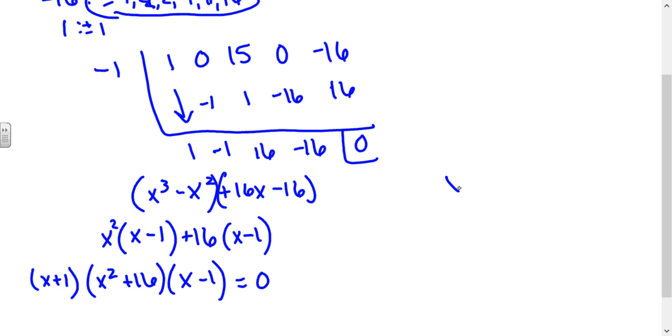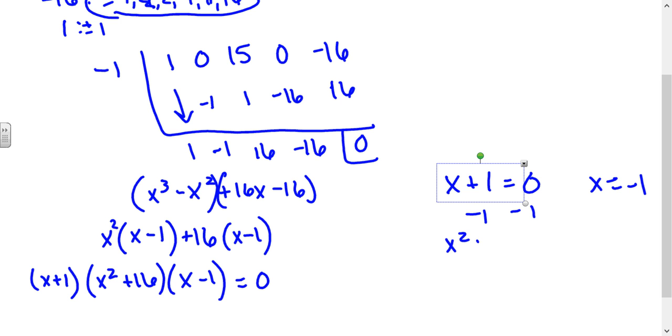So I would have x plus 1 is equal to 0, which I already know the answer to. That is x equals -1, because that's the one that I started with if I was to subtract 1 from both sides. Then I have x squared plus 16 equals 0. So I would subtract 16 from both sides, and I would get x squared equals -16.